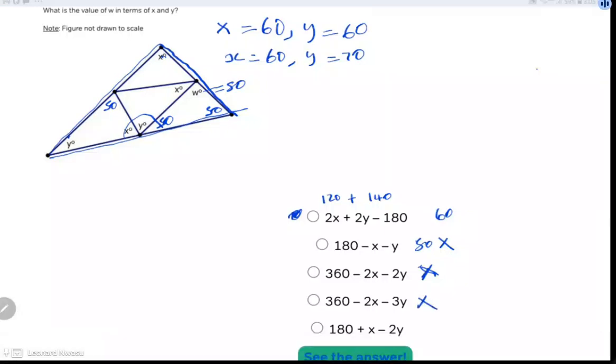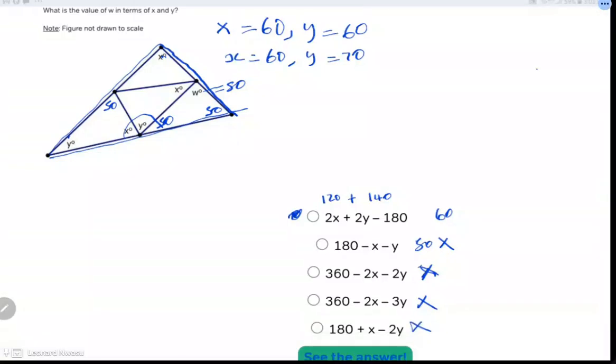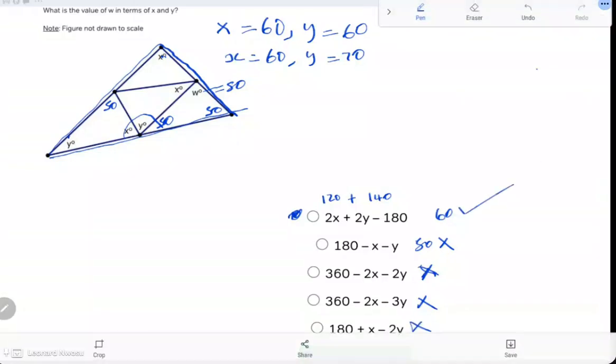The last one. 180 minus 60 is 120. 120 minus 140. You see now the one that is consistent is only this one. And that is the answer. Is there another way of solving this? But this one is the one that is least complex.